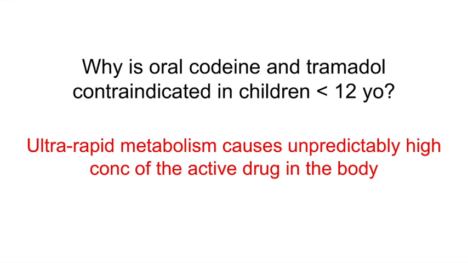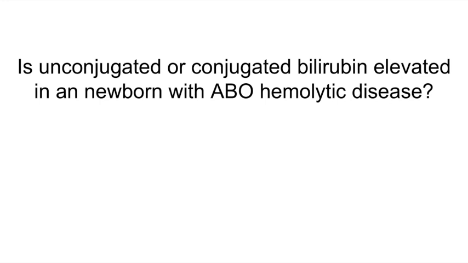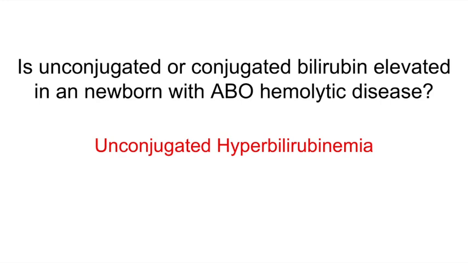Is unconjugated or conjugated bilirubin elevated in a newborn with ABO hemolytic disease? Unconjugated hyperbilirubinemia. So this condition typically occurs in infants with A positive or B positive blood type and mothers with O positive blood type. Mothers have antibodies against A and B antigens, causing a hemolytic reaction in the newborn when blood is mixed in the peripartum period.